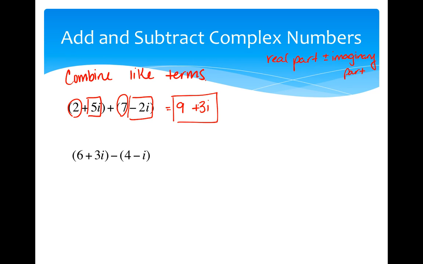So over here, this next one, it's the same idea. It's just subtraction. Anytime you're subtracting a set of parentheses, I always recommend writing it as plus the opposite so that you carry that negative sign through. And then I combine. So I've got a 6 that I can combine with a -4. So it's a 2. I have a 3i that I can combine with an i. So it'll be a plus 4i.